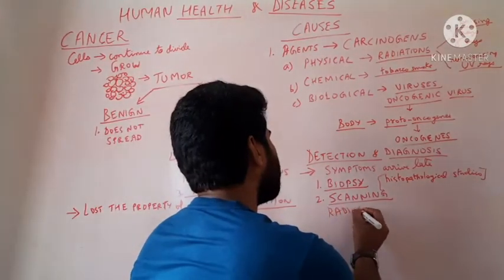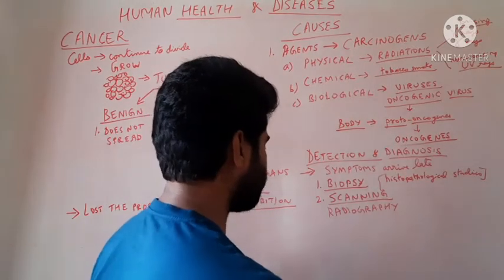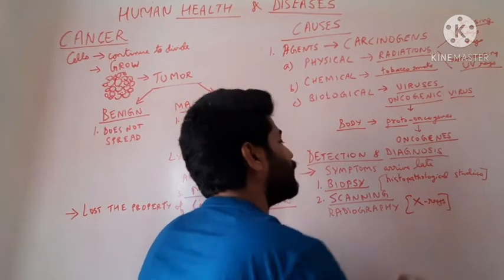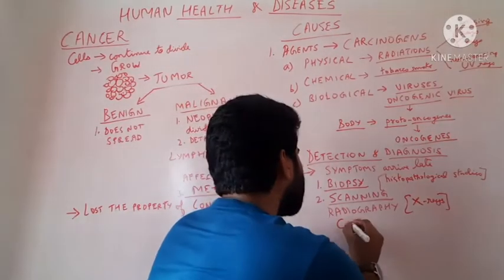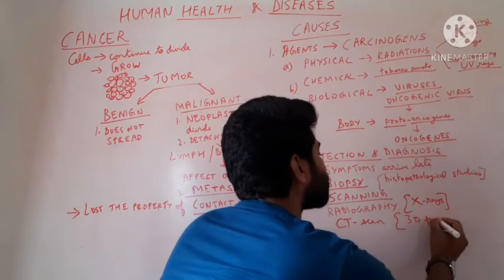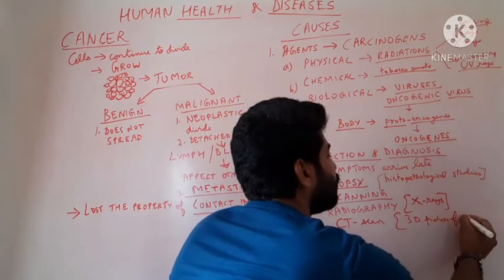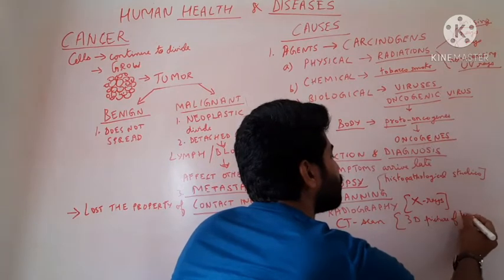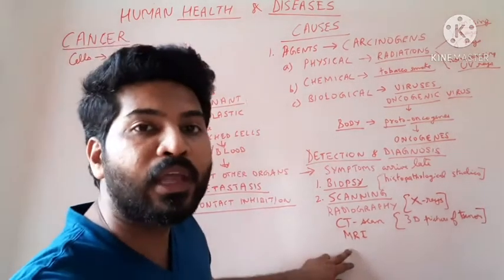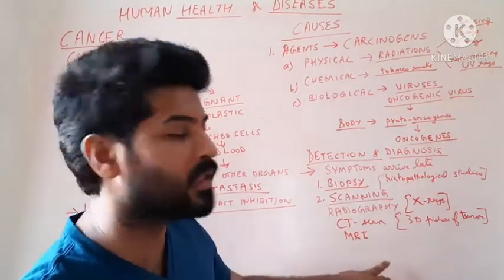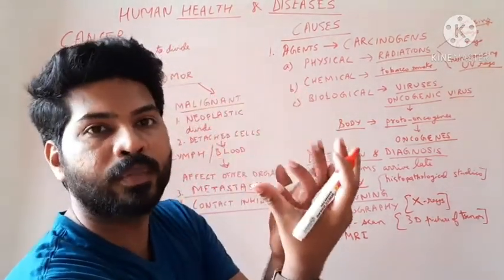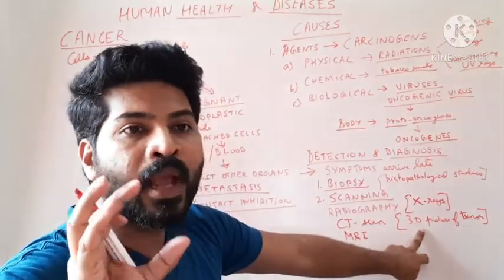So in scanning we have radiography. This technique is helpful where X-rays are used for checking for tumor tissue in the body. Also CT scan, computed tomography, is used wherein we get a three-dimensional picture of the tumor inside the body. Also MRI scanning can be done where non-ionizing radiations are used for detecting cancer. In CT scan, X-rays are used and using computer software a three-dimensional image is formed, accurately pinpointing the shape and location of the tumor.